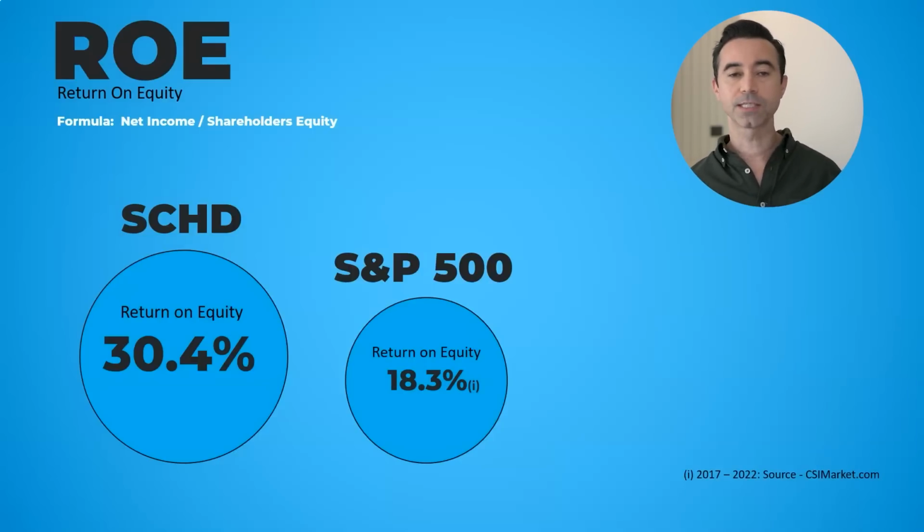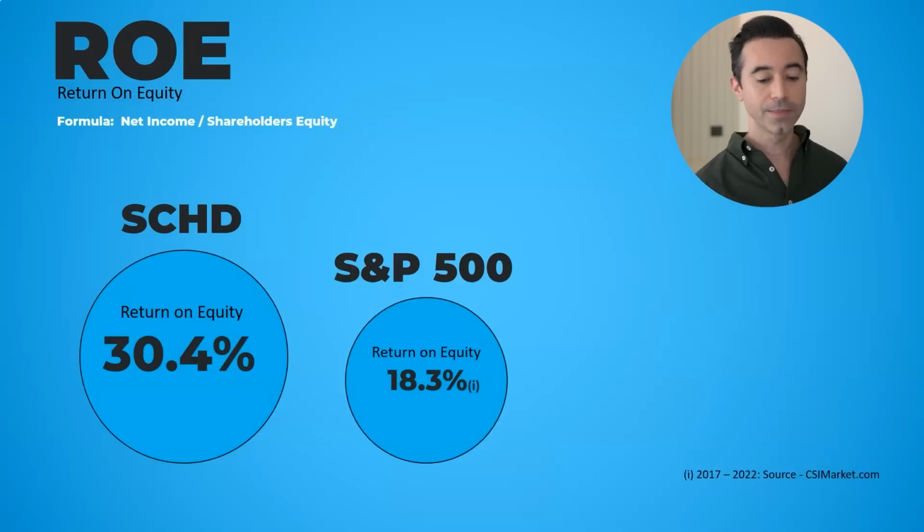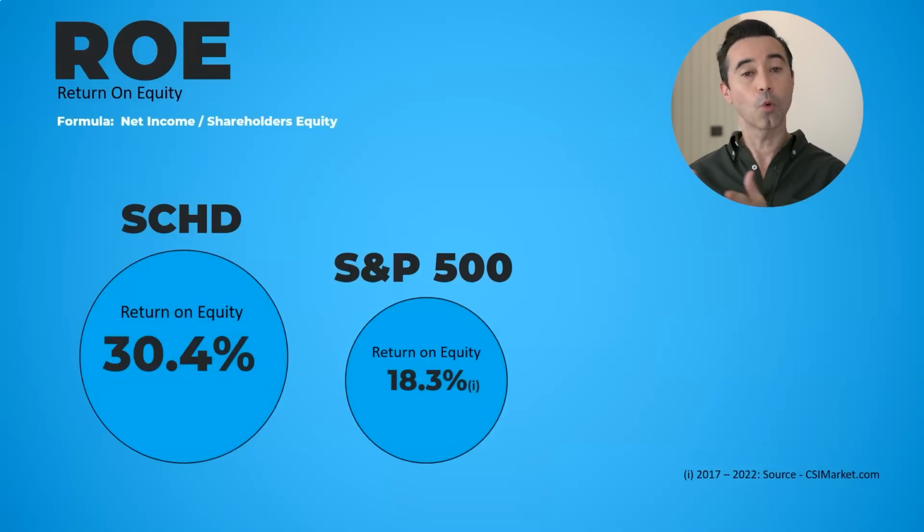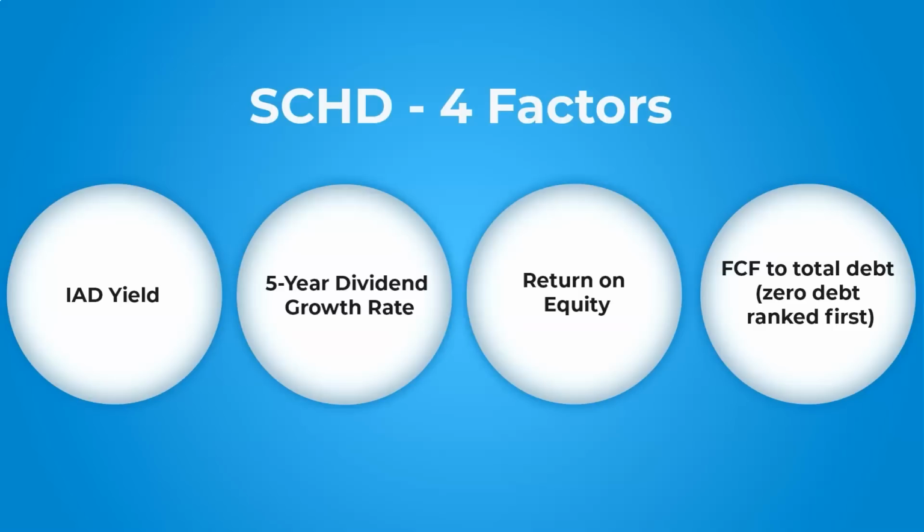So obviously SCHD has a much higher return on equity than the S&P 500 does, and that makes sense because the weight is towards companies that have higher return on equities, right? Next part, free cash flow to total debt. So zero debt is ranked first.